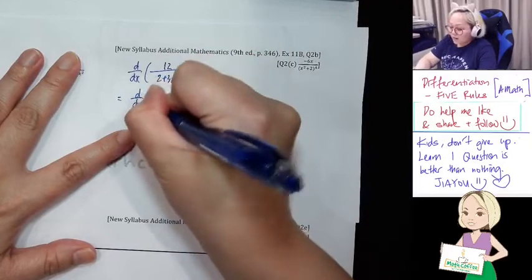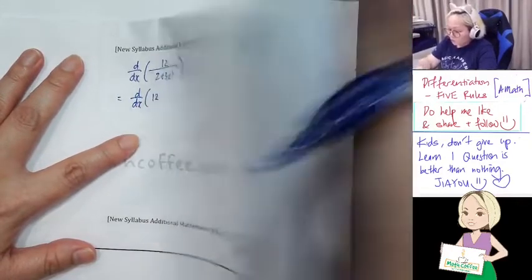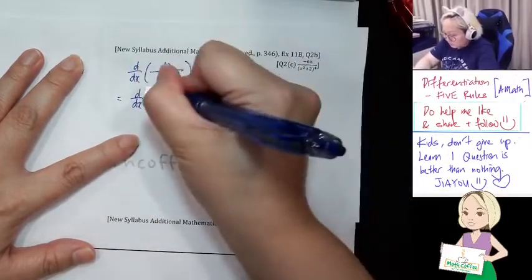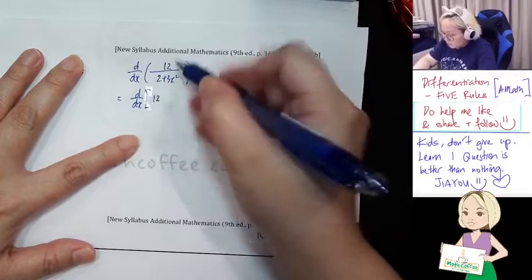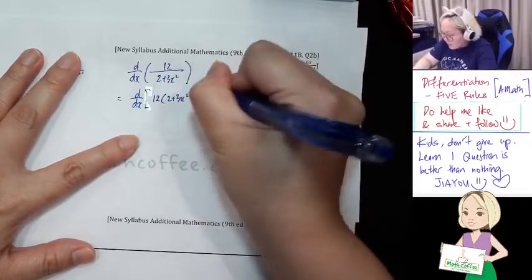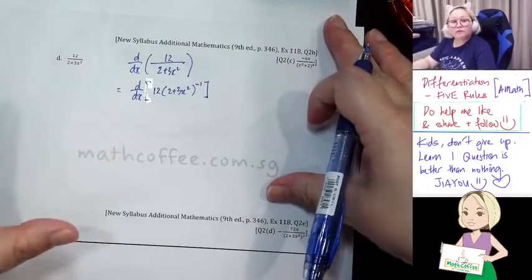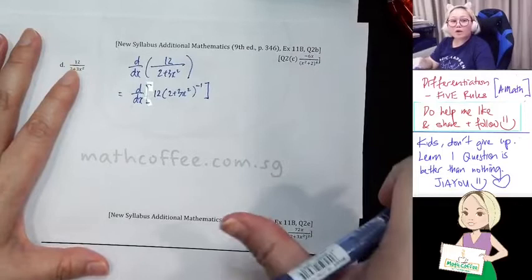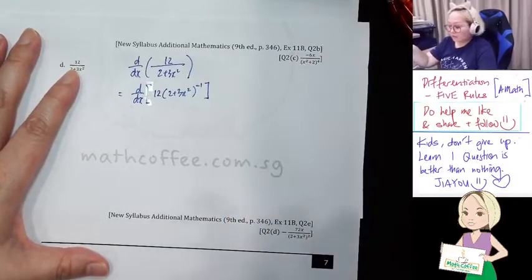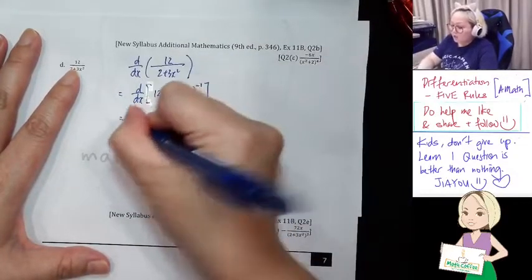So d dx of 12, I can use a square bracket, then 2 plus 3x squared to the power of negative 1. Do you see that? The 12 is just at the side, then I bring the denominator, the whole bracket, to the power of negative 1. It's just changing to index notation, so now we are ready to differentiate.